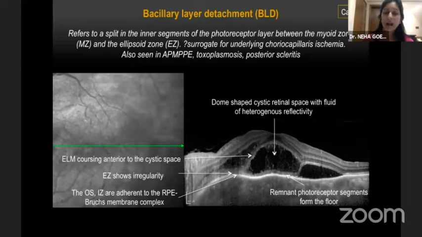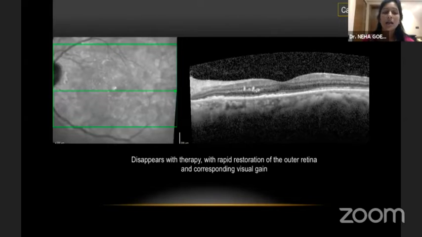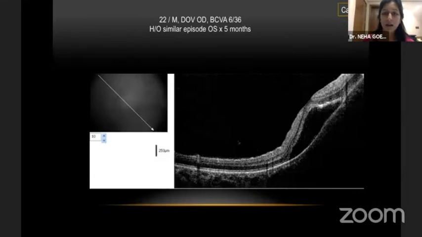These septate NSD are in fact bacillary layer detachment, which is a split in the inner segments of the photoreceptor layer between the myoid and the ellipsoid zone. And it has been increasingly realized that this may be a surrogate for underlying choriocapillaris ischemia. Now, you can see that with appropriate immunosuppressant therapy, there is a good anatomical and functional outcome.